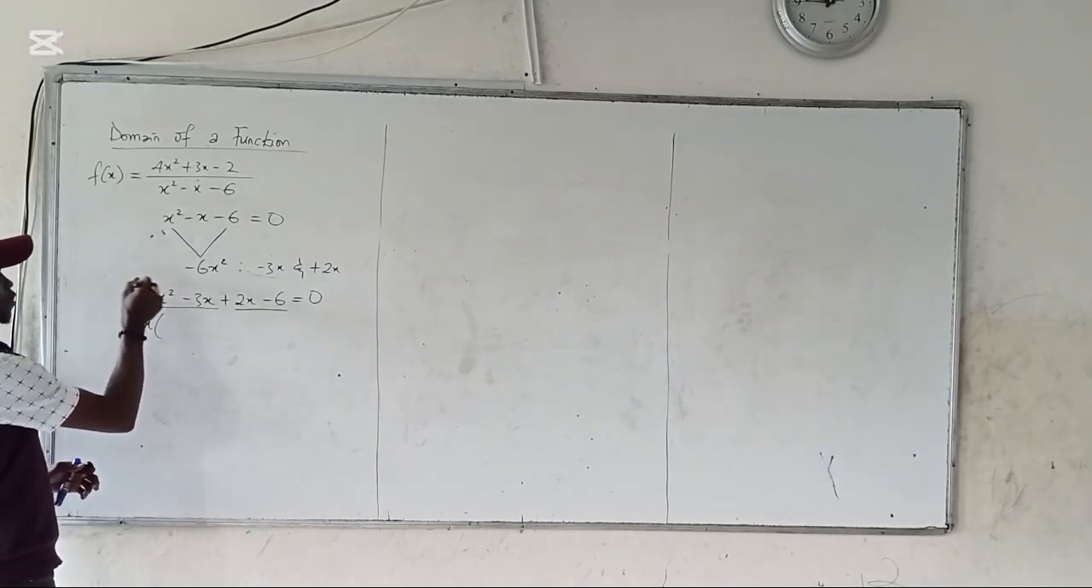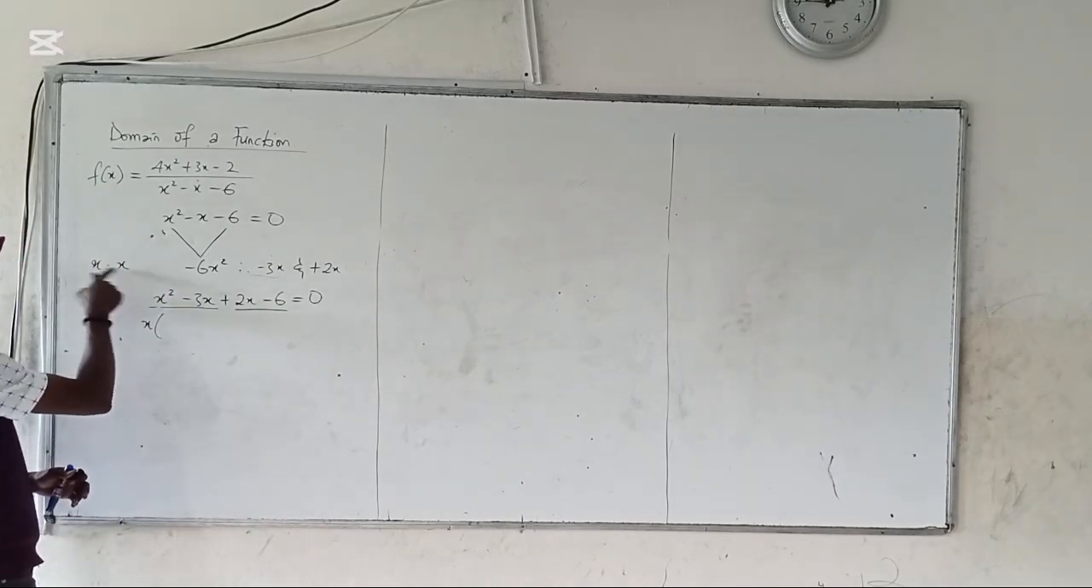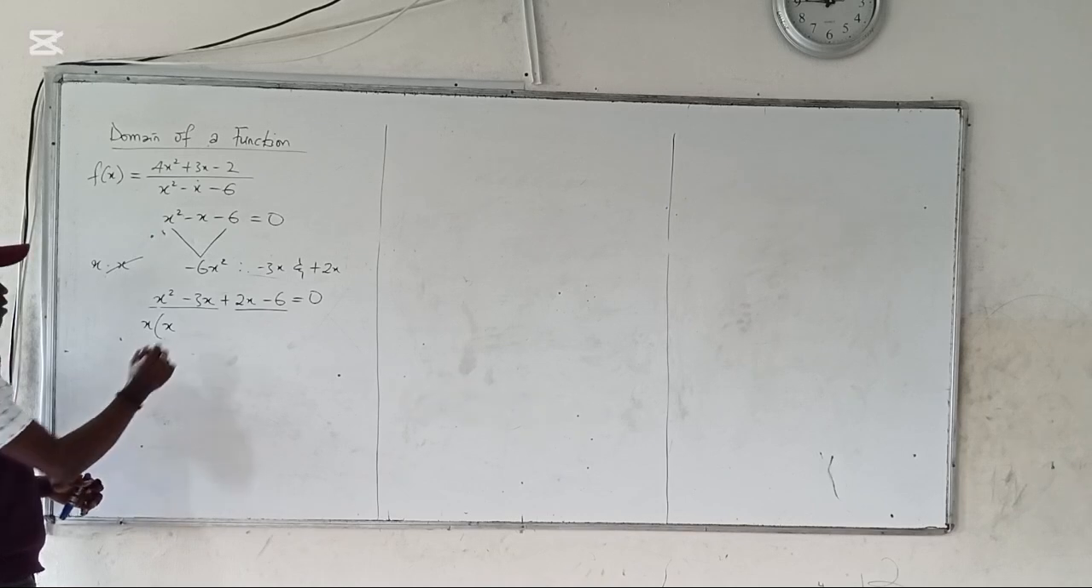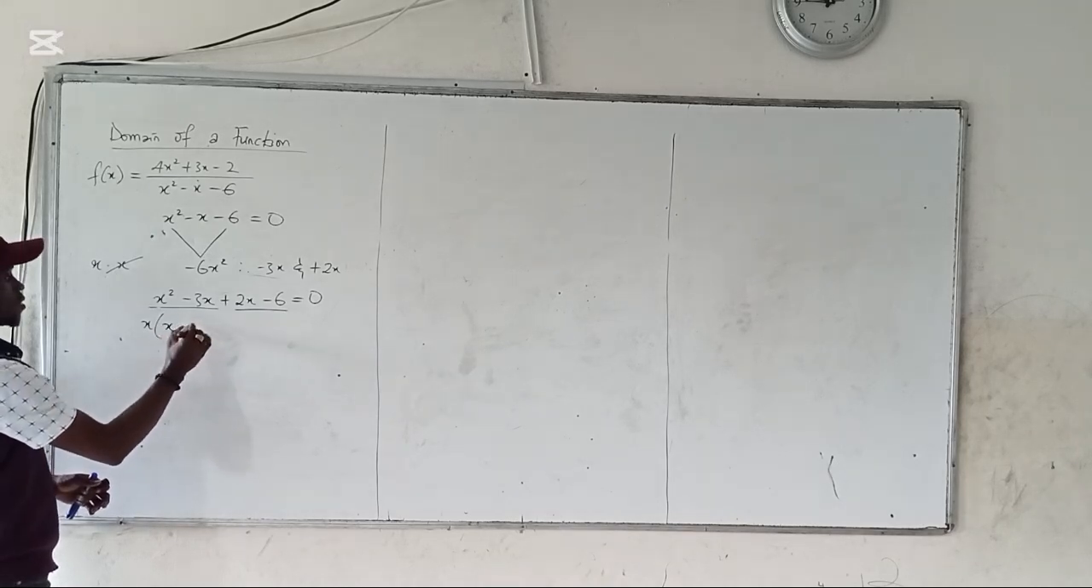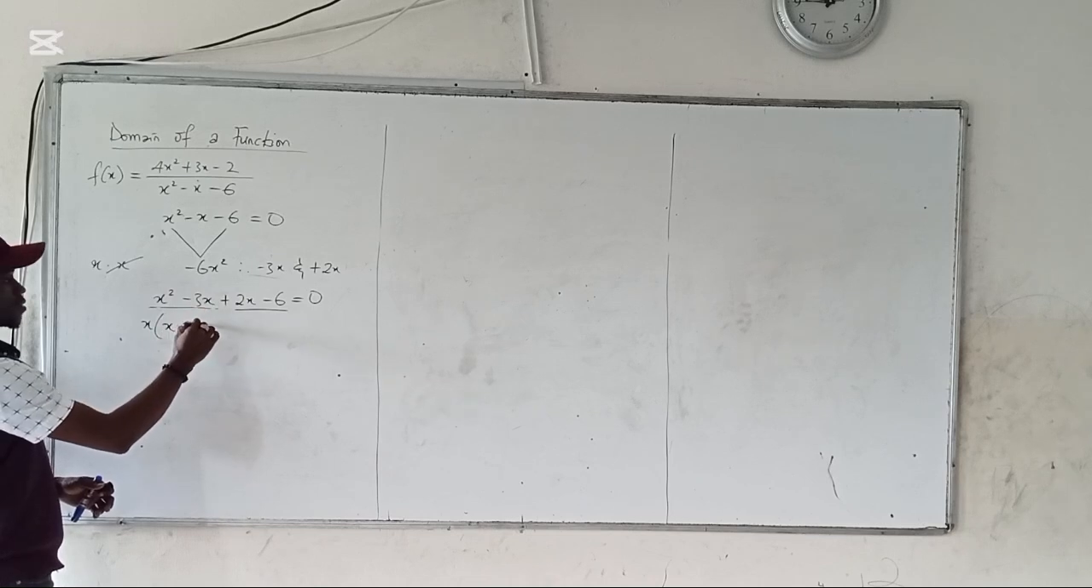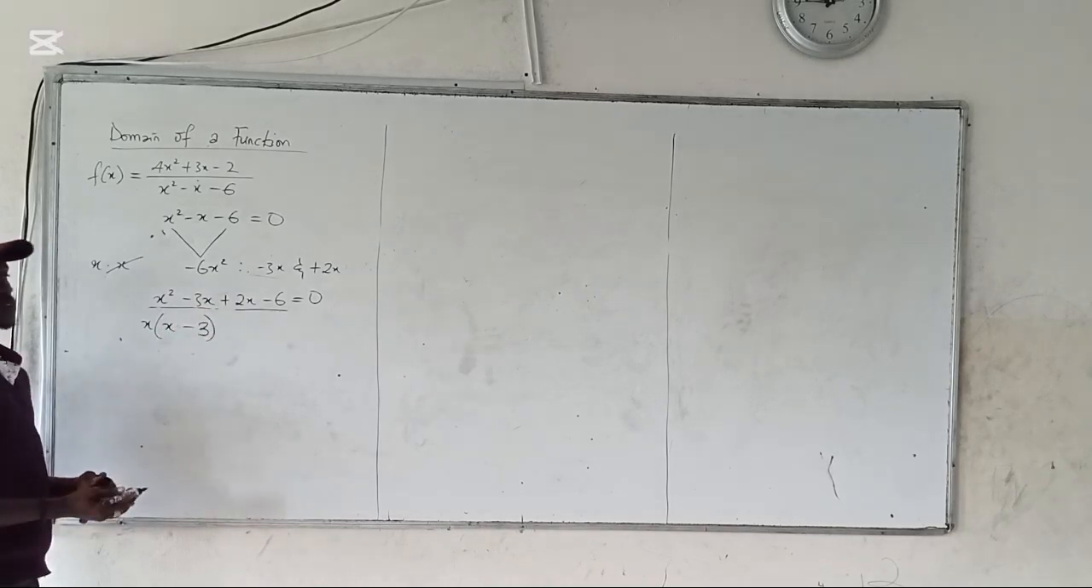This is x squared. X squared means x times x, meaning there are 2 x's there. So if I remove 1, how many will be left? 1 will be left. Minus 3x. If I remove x, what will be left? Minus 3 is left. So we have minus 3 there.